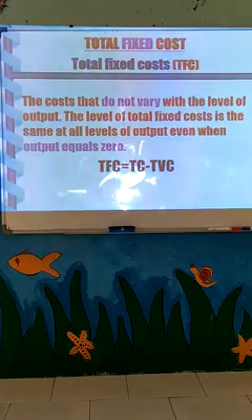Here we are going to see what total fixed cost is. Total fixed cost is a cost that does not vary with the level of output. The fixed cost stays at the same level even if there is no output, or output is zero. It is the cost which does not change with the change in output. The formula is TFC is equal to TC minus TVC.